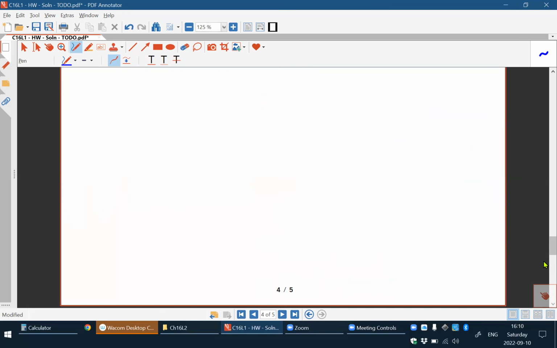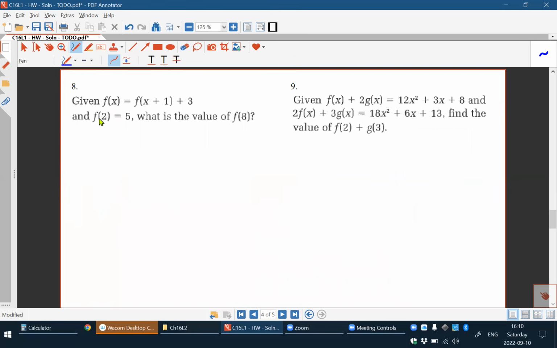Okay, 3 questions remaining. Question 8: given f(x) = f(x+1) + 3, and f(2) = 5. Have you done this? If you don't know how to do this, sometimes you can just try, right? Trial and error. You can always use that.